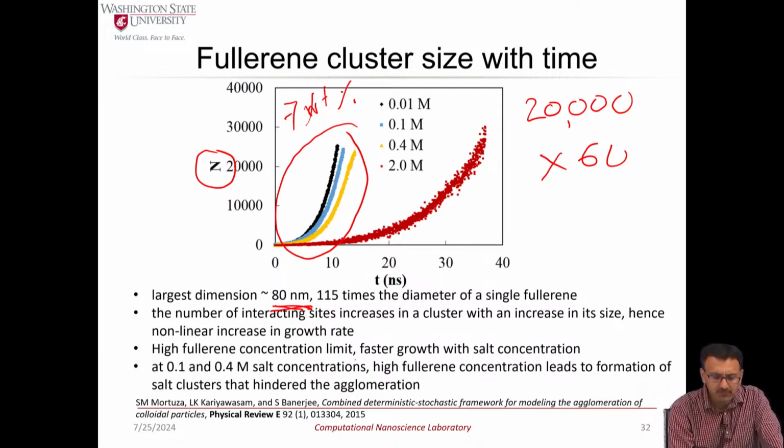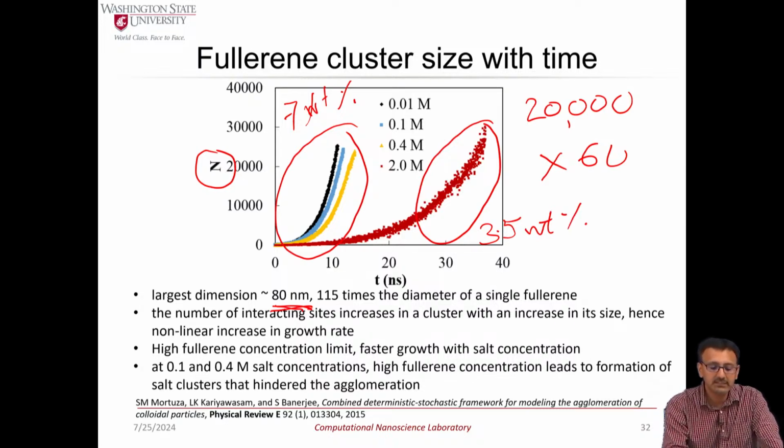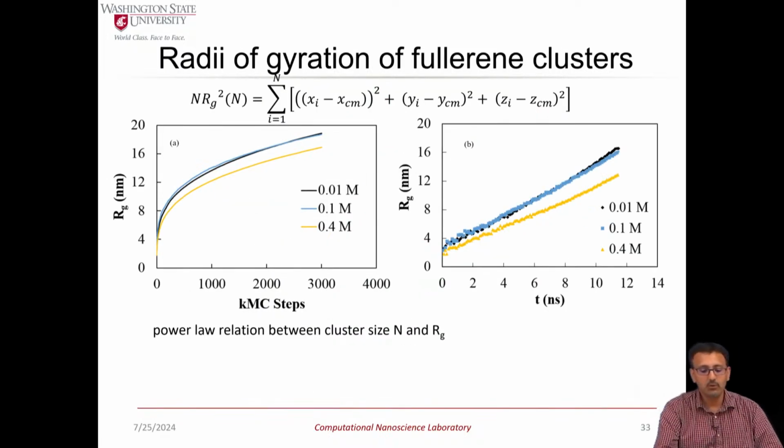With higher fullerene concentration, this one here is 3.5 weight percent fullerene. Obviously, the kinetics is a lot slower for that lower concentration of fullerene, shown by the red curve. Why do we have all this scatter instead of a single line? Because we are running this code many different times to come up with the evolution of this. It's a Monte Carlo code.